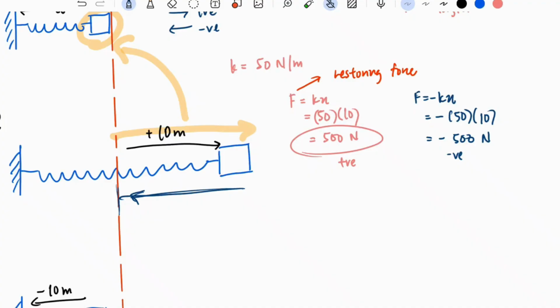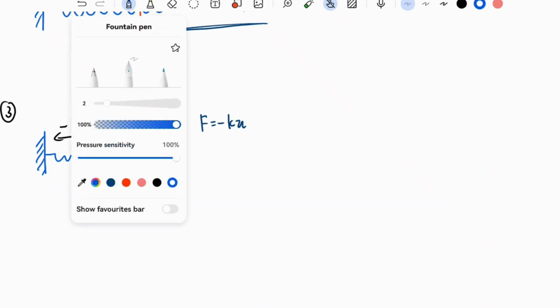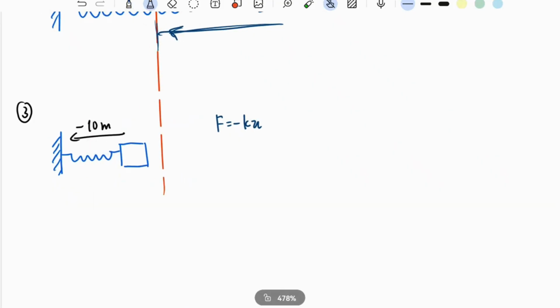Now, does it work with compression as well? Okay, let's give it a try and see. F equals to negative kx. Okay, before we calculate, let's try to guess which side should your spring force, or your restoring force, be. So we're going to compress our spring this side. So try to visualize it in your mind. Where will the spring start moving and what will it start doing?